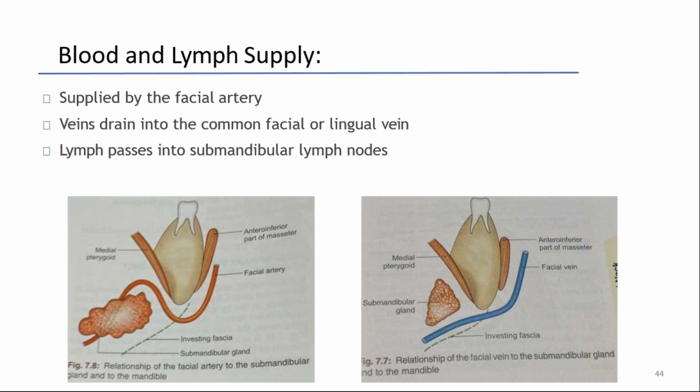The blood supply is the facial artery, and the vein is the common facial or lingual vein. Lymphatic vessels drain to the submandibular lymph nodes. Can anyone say in which group the submandibular lymph nodes come under among the neck nodes? First is submental, and submandibular. Okay. What of the second group? Two, three, four are upper, middle, and lower jugular nodes.